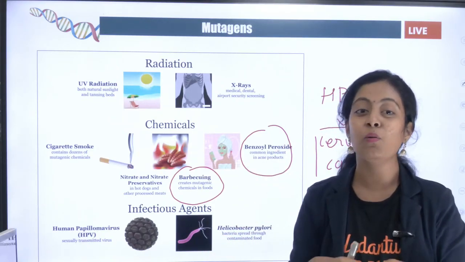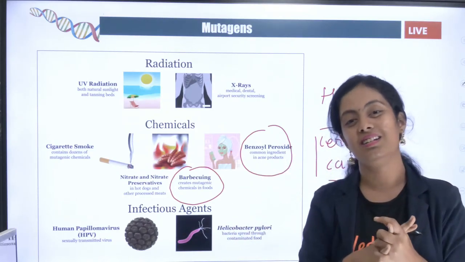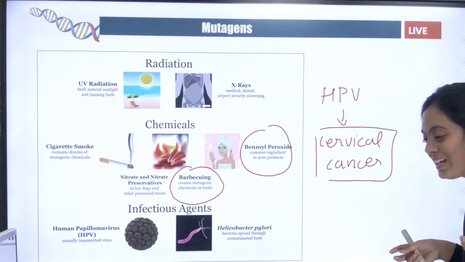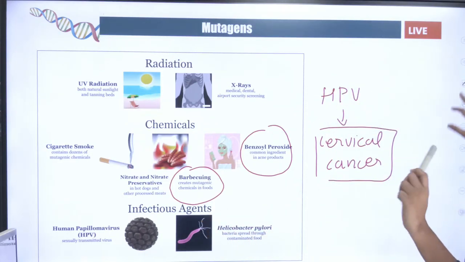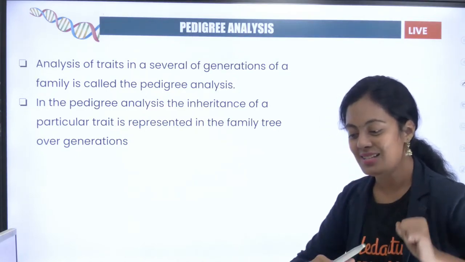How can you become aware? When you read things, and when you listen to people who know about it, and you have to spread the awareness. That spreading awareness is very, very, very important. Glutathione is a totally different topic. We will discuss that. Okay, now let's go into pedigree analysis.